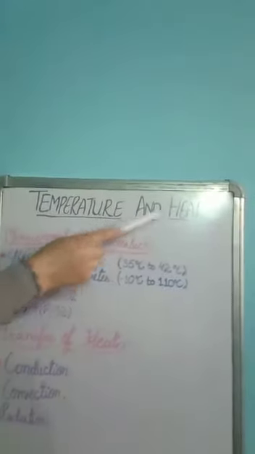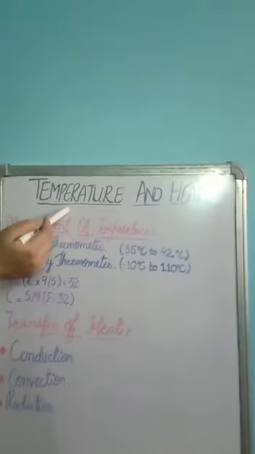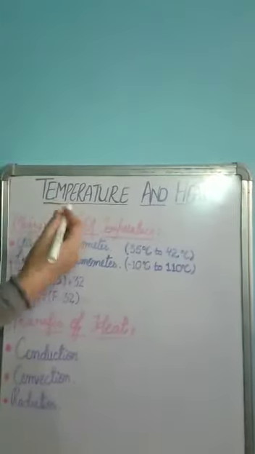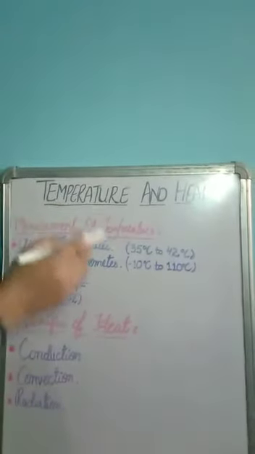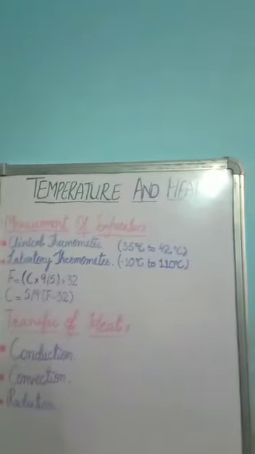Today, my topic is temperature and heat. Temperature: the degree of hotness and coldness is referred to as temperature. Objects that have high temperature are hot and objects that have low temperature are cold.